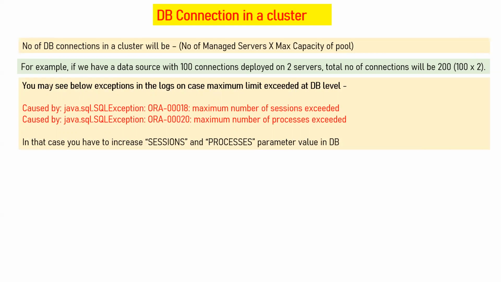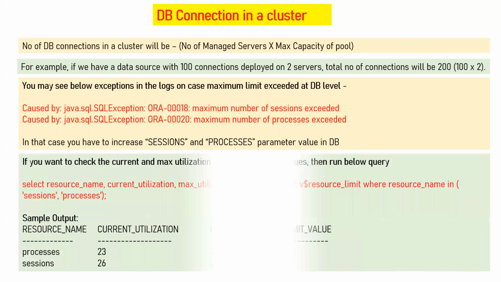If it is reached at the application side, then you will see the exception which I showed in the previous slide. But in this case, you can see it is an ORA exception. That means you are getting an exception from Oracle, which says the maximum number of sessions or maximum number of processes exceeded. That means you have configured the maximum connection value in your data source beyond the limit of the sessions and processes parameters in your database. So in that case, you have to tune your sessions and processes parameters in your database.